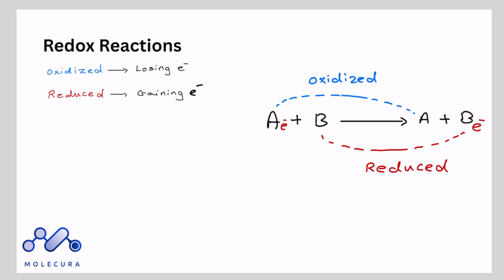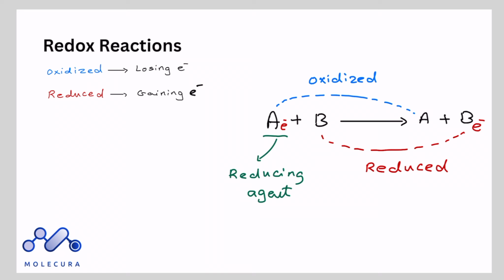Now another thing to consider here is that our A is getting oxidized, but it's causing B to get reduced. So in this scenario, we can call A the reducing agent. Why is that? Because A itself is getting oxidized, but it's causing reduction in another compound. So it's reducing another compound. It's an agent that is making another compound get reduced.